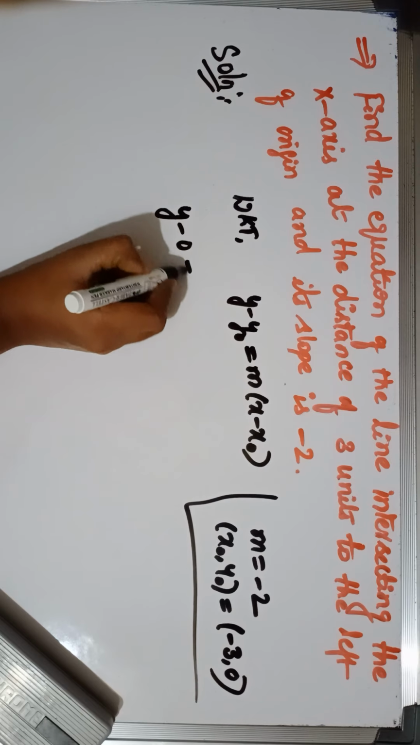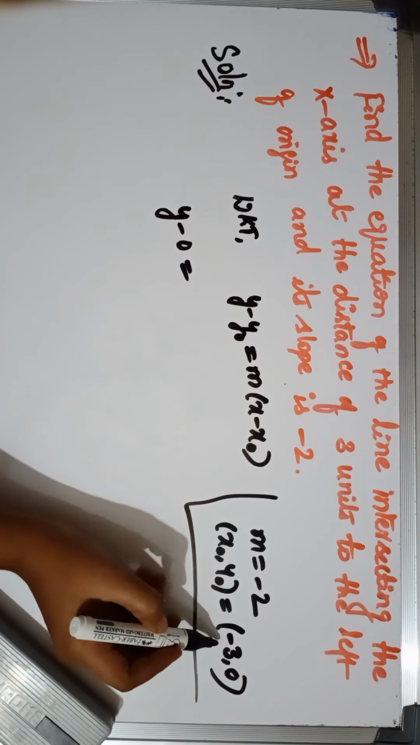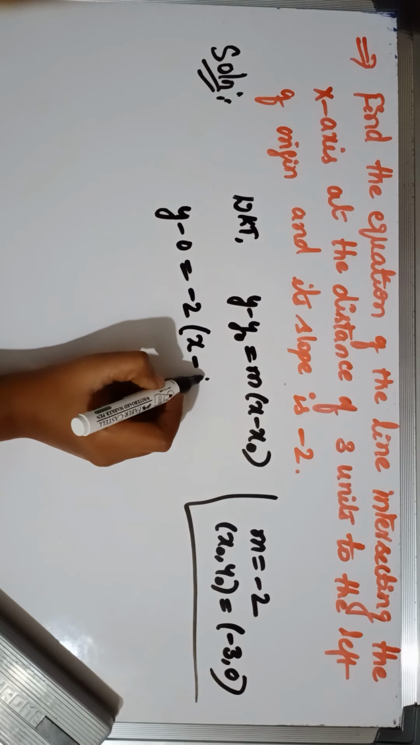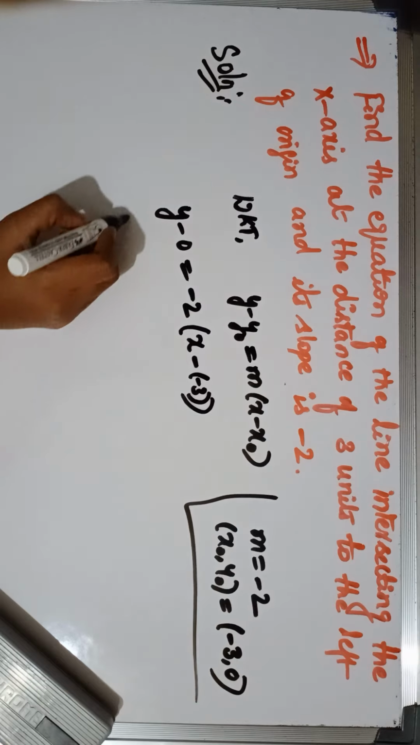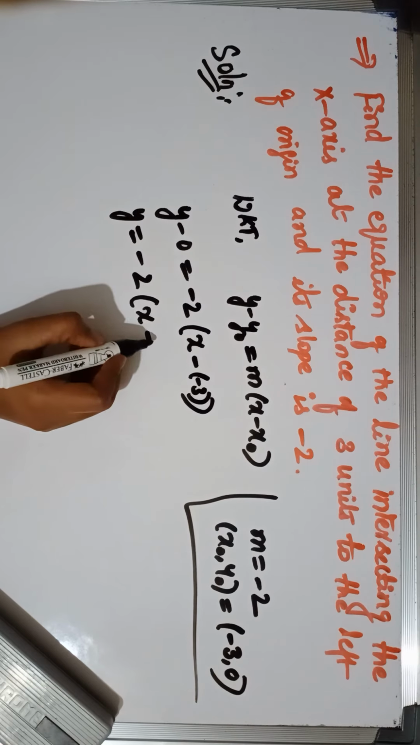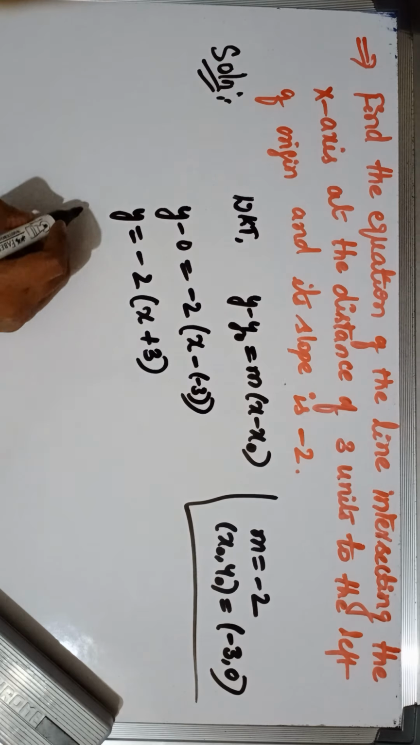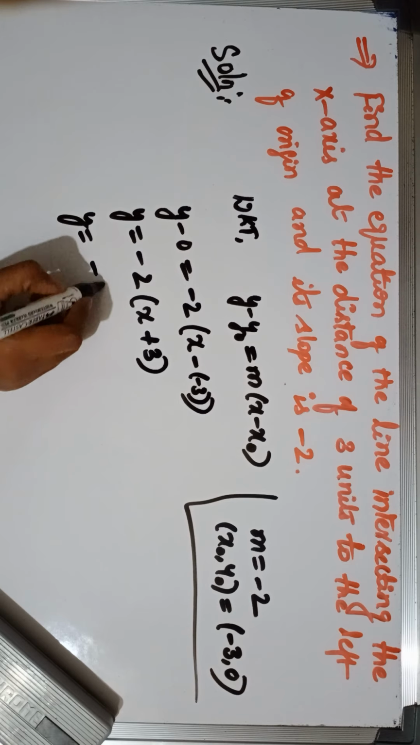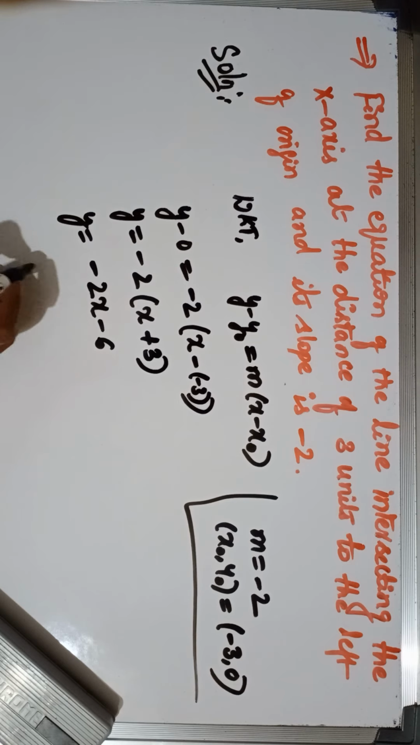Y minus 0, because y naught is 0, x naught is -3, m is -2, into x minus of -3. So y is equal to -2 into x minus of minus becomes plus, so x plus 3. Let us further simplify this. Y is equal to -2, multiply. So -2x - 6. Okay, so by taking these two terms to the LHS, you will get 2x plus y plus 6 is equal to 0. This is the required equation of the straight line.